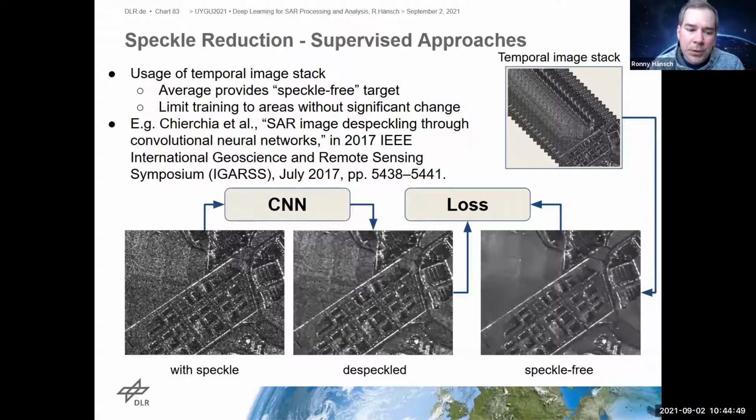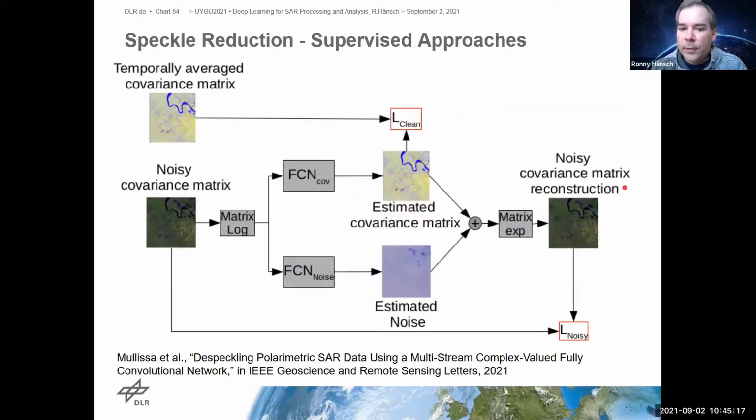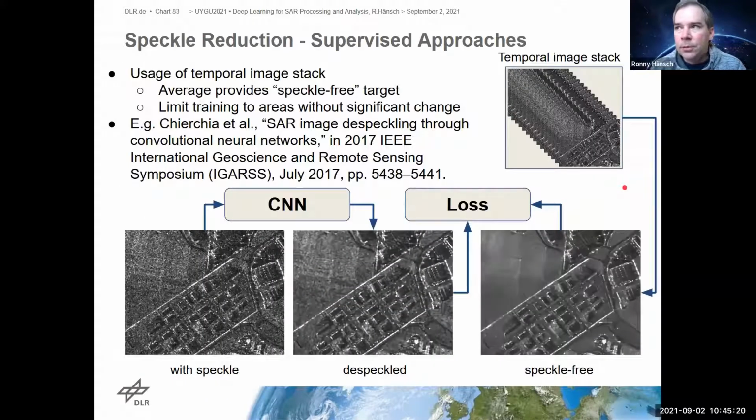People also tried to push this a little bit by using a temporal image stack of real SAR images, right? So here, at least you do have all the effects that you would have in a SAR image because you're really using SAR images, but you're using a lot of them, and then you just temporally average them in order to get rid of the speckle. And then you're using this reduced speckle image as the target and train your neural network. And that works also quite well, of course. But of course, you need to have this temporal stack of SAR images, and you do not have too many of them.